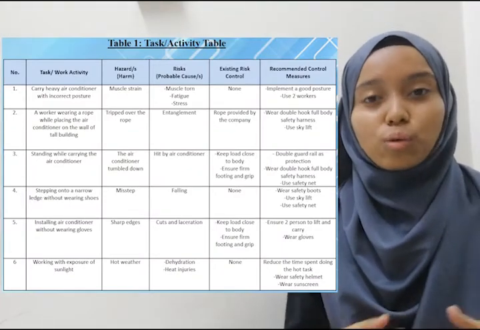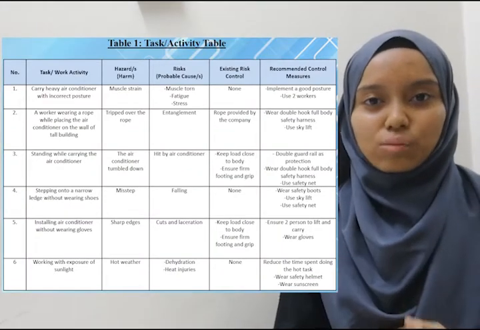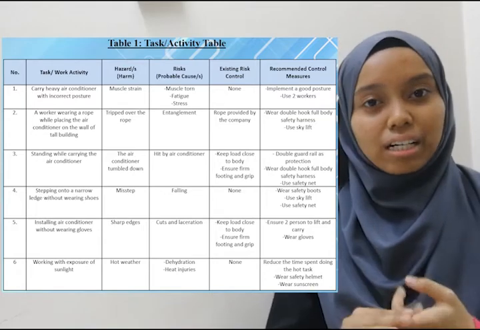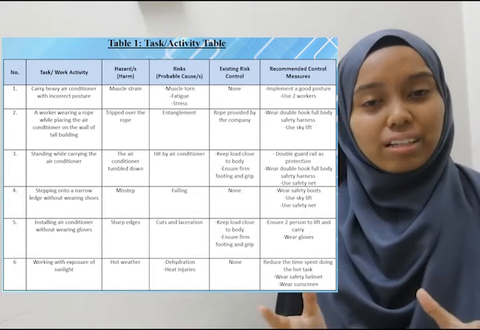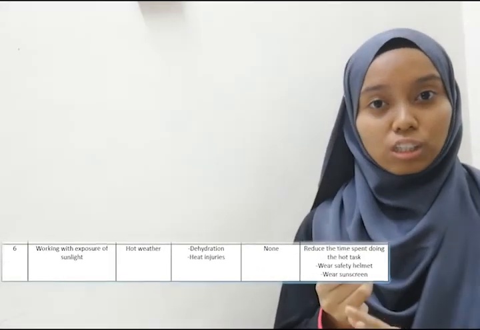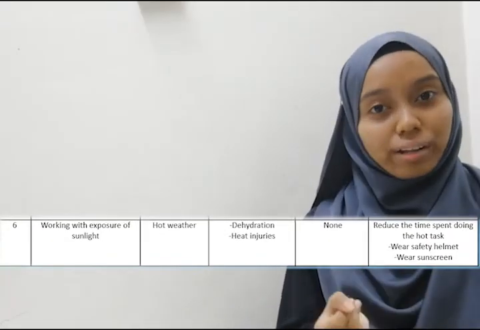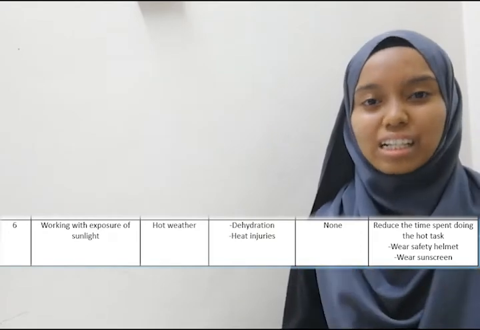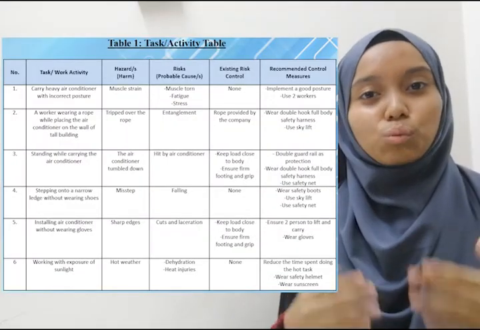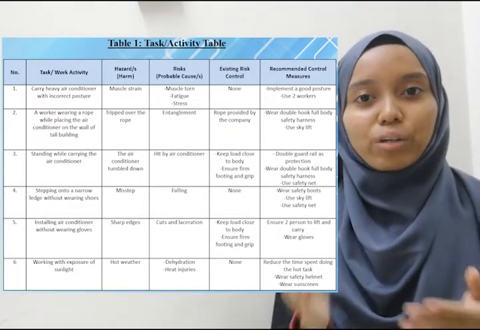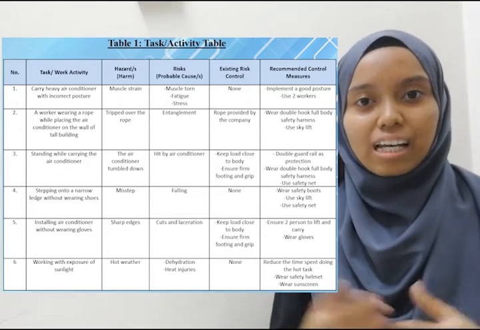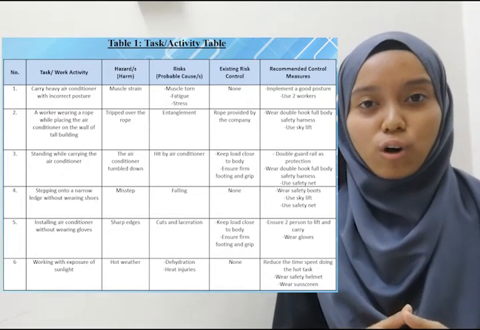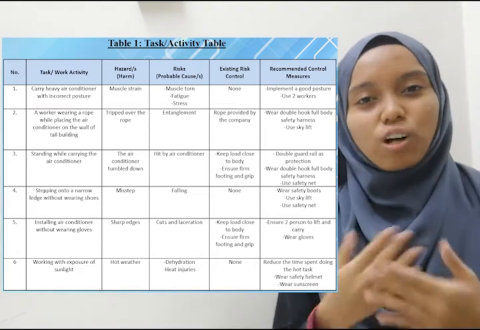Now, let's look at Table 1, which is the task or activity table. We managed to identify 6 activities with possible hazard, risk, and recommended control measure. For example, the activity is working under exposure of sunlight. The hazard is hot weather, the risk is dehydration, and the recommended control measure is wear sunscreen. So this table is very important as the workers' health and safety need to be prioritized by the companies as stated in Laws of Malaysia Act 514 OSHA 1994. That's all from me. Now I pass to the next presenter.